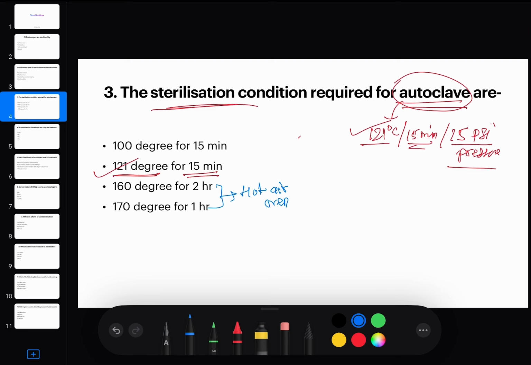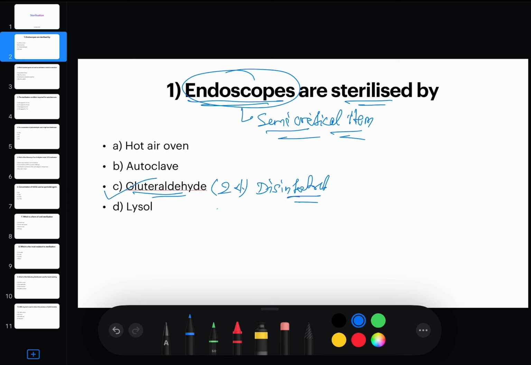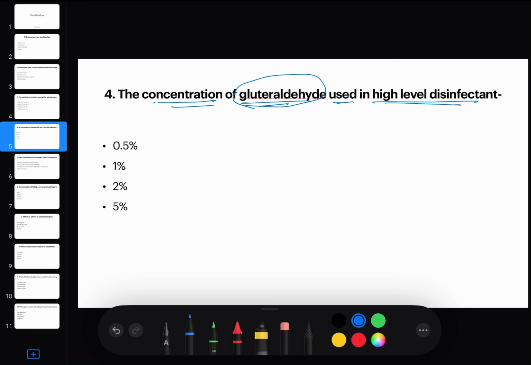Okay, understood? For the autoclave, the temperature is 121 degrees for 15 minutes at 15 psi pressure. Then comes the next question, question number 4. The concentration of glutaraldehyde used as a high level disinfectant, as earlier described in question number 1 or 2. In question number 1, we see that the concentration is 2%. 2% glutaraldehyde is used as the high level disinfectant.